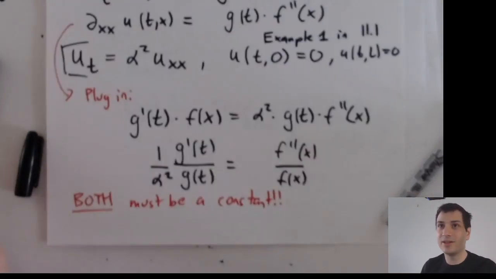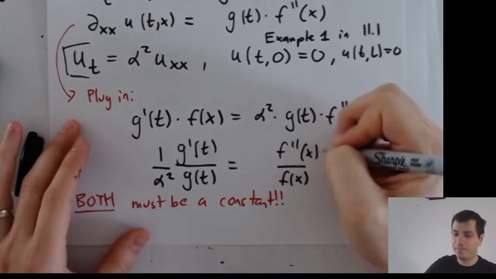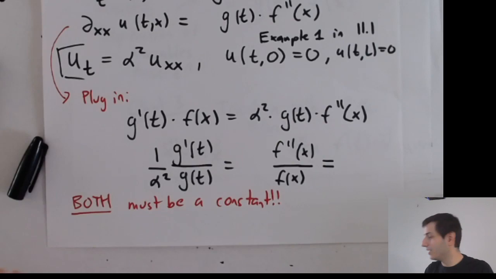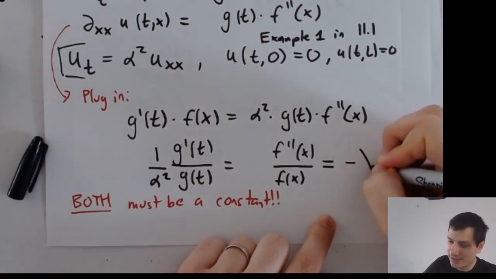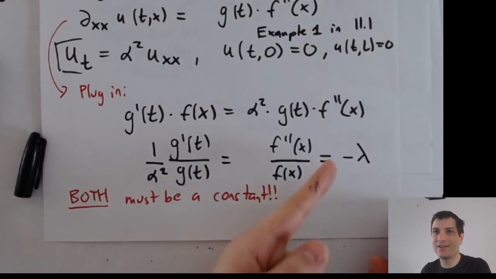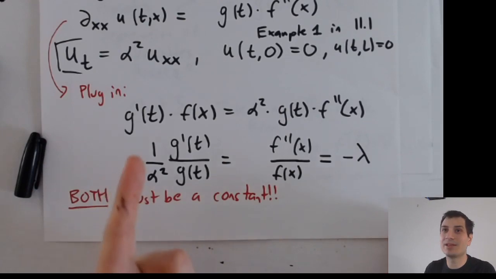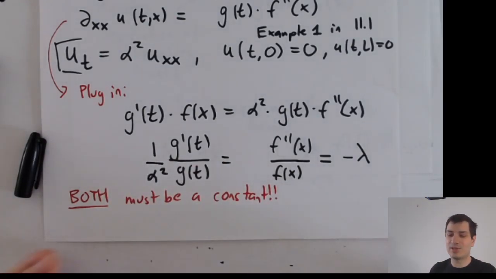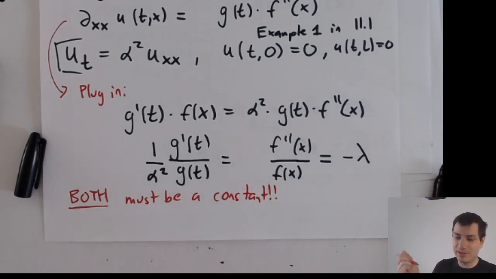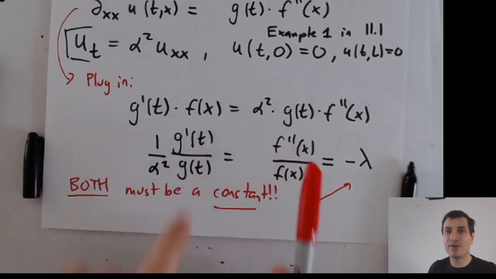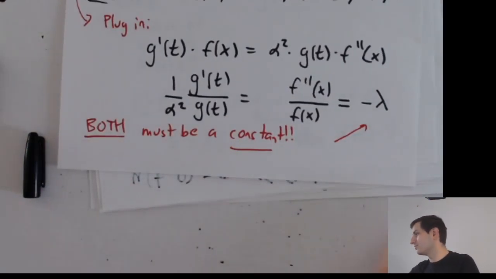Okay, so both of these are constant. They're equal to some constant. So you have to give that constant a name. And this seems really weird. We're going to give the constant the name minus lambda. I don't know why people decided to call this minus lambda, but that is what they decided. So that's what we're going to go with, just to match the textbook. So this is the big leap. This must be a constant. The constant is called minus lambda. And now we're going to solve for the functions f and g individually.